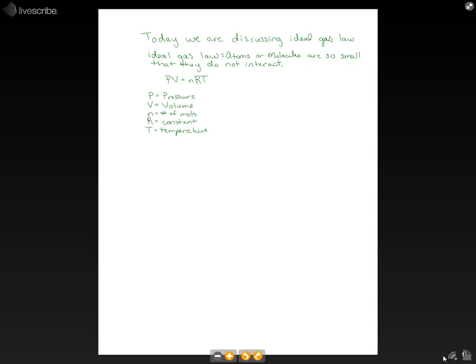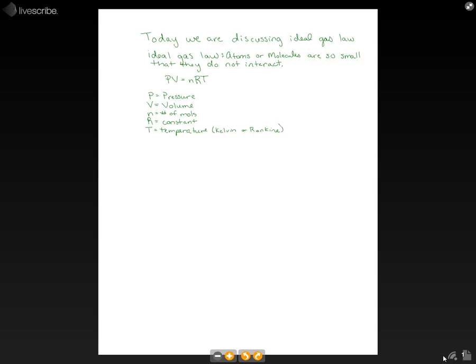And our temperature, we have to be very careful because we have to have it in units of Kelvin or Rankine. And usually you'll use Kelvin if you're using the SI unit system.